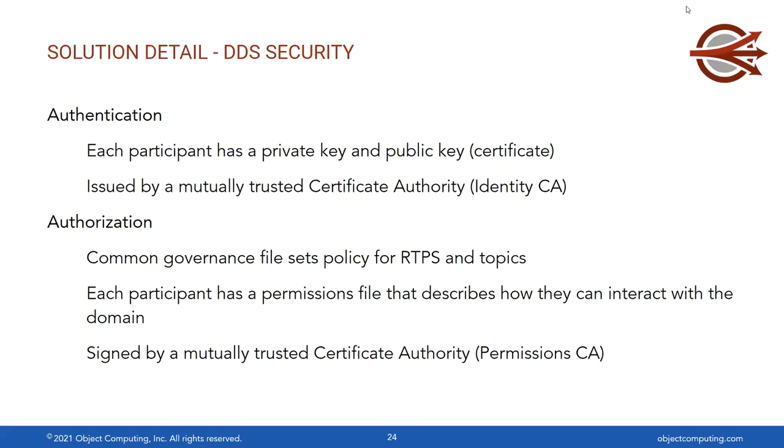The governance file is global, and then within that, each participant has a permissions file that describes how they can interact with the domain. So this describes what privileges a participant has. These two documents are signed by a mutually trusted certificate authority as well, that allows each side to validate it, called the permission CA. The permission CA can be the identity CA, or they can be different. There's pros and cons to both of those, but that option is available.